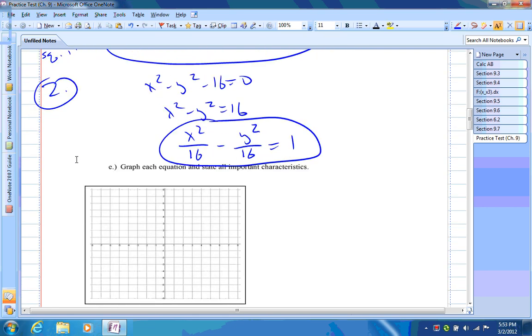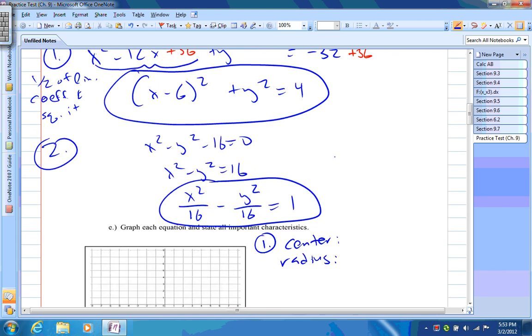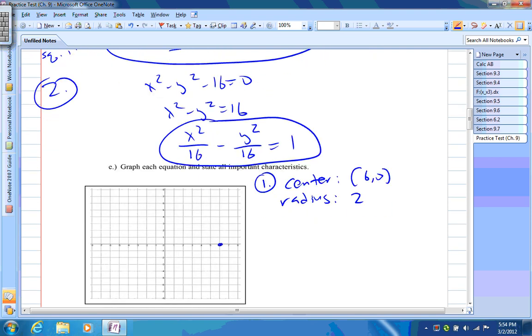Now for part E. Graph each equation, state all the important characteristics. Clearly number 1 is a circle, so we need to know the center and the radius. The center should be obvious: 6, and there's nothing connected to y, so 6 comma 0. And the radius is easy, just plain old 2. So I locate my center right there, and radius of 2. There we go. That's actually a pretty good looking circle.